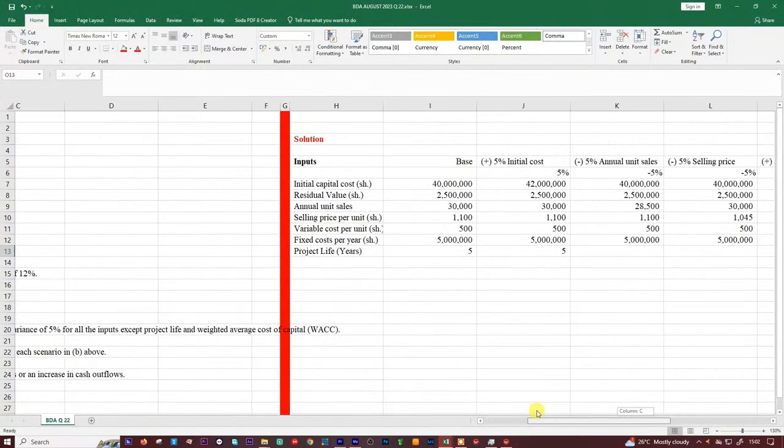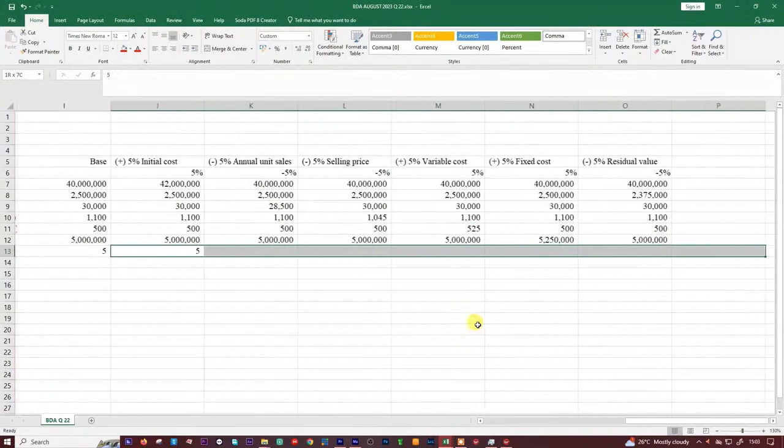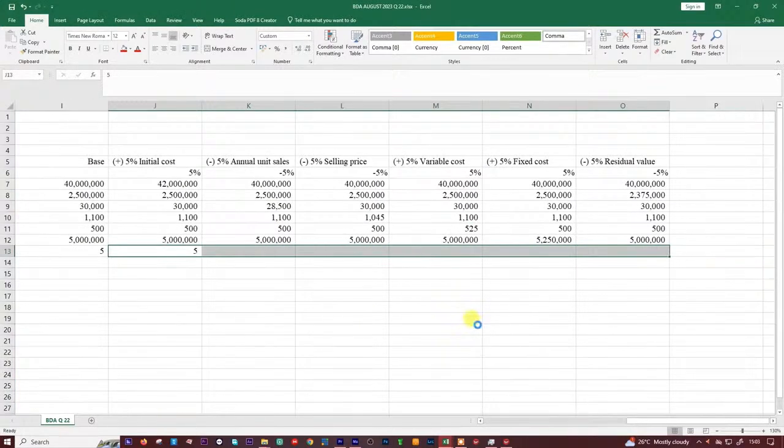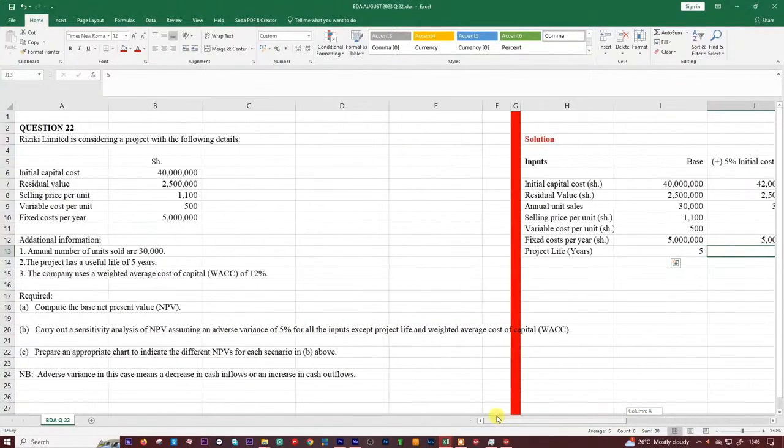How about the project years? The project years remain the same. We've been told it's 5 years, so it goes without saying that it's going to remain 5 years. Just leave it like that. And with that, those are the inputs that we've worked out. We now want to proceed to work out the solution.